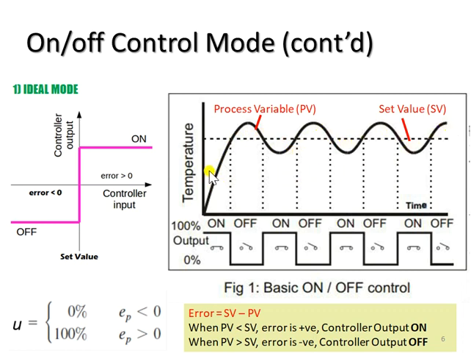Therefore, this type of control has some advantages, such as simplicity, and also the disadvantage of excessive wear and tear in the final control element. As you can see, the on and off switching is quite frequent. So that is the scenario when we are dealing with the ideal mode of on-off control.